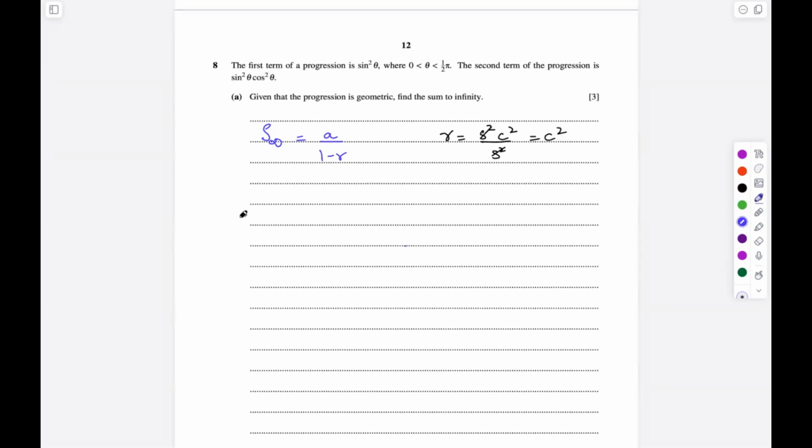So the sum to infinity will be written as a, which is sine squared theta divided by 1 minus r. So r is cos squared theta, so this will be 1 minus cos squared theta. Now we can use the identity that sine squared theta is equal to 1 minus cos squared theta. So the sum to infinity can be written as sine squared theta upon sine squared theta, and sine squared will cancel out. So the sum to infinity will be equal to 1.